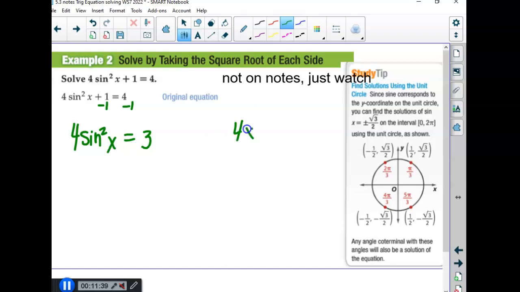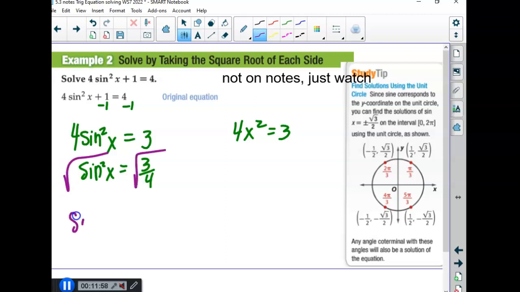Okay, if you had the equation 4x squared equals 3, what would you do next, guys? Divide by 4 and then square root? You with me here? Okay, so we're going to divide by 4, and then we're going to square root. And when we square root, what do we have to remember? Plus or minus square root of 3.